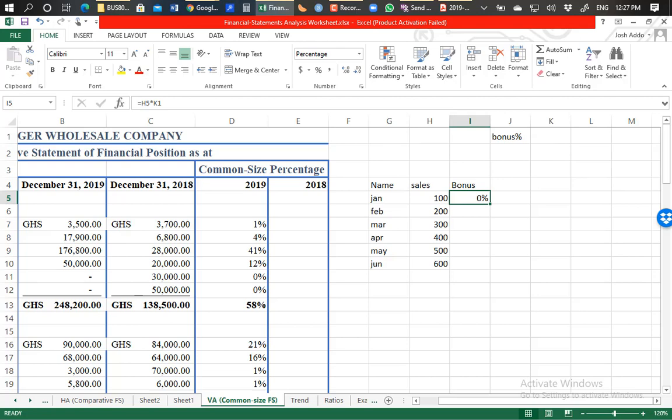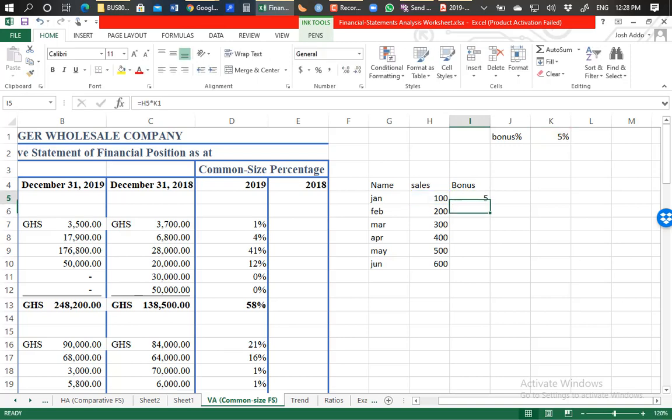Okay, it is formatted as percent here. Don't worry. So let me move it to general. So this is the first formula we did. This times this.